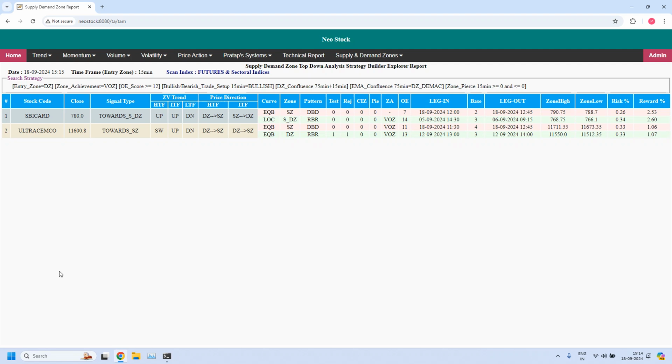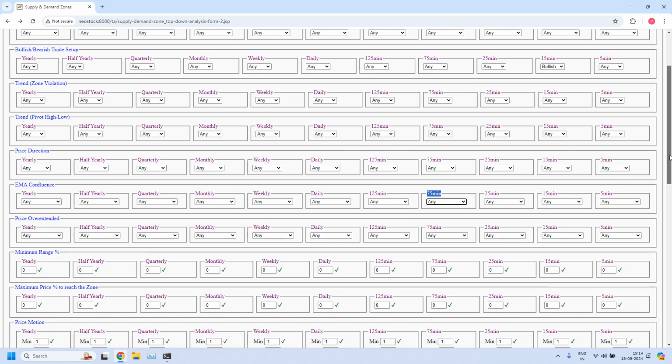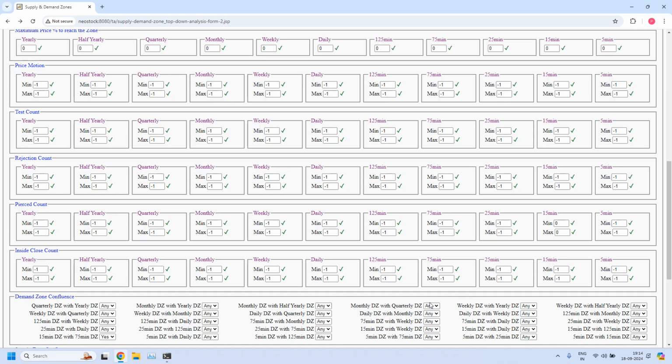Okay, next set of reports, let us look for LTF, ITF and HTF confluence. That means the 15 minute zone and 75 minute zone together are part of the daily zone. First we need to remove the EMA filter in the demand zone confluence. Already 15 minutes demand zone with 75 is enabled. 15 minutes demand zone with daily demand zone I am enabling. And also 75 minutes demand zone with daily demand zone I am enabling.